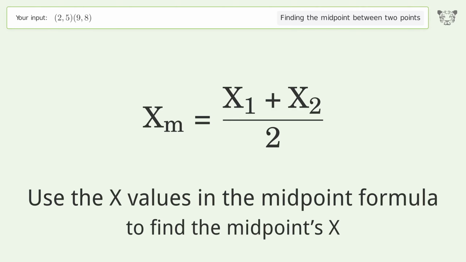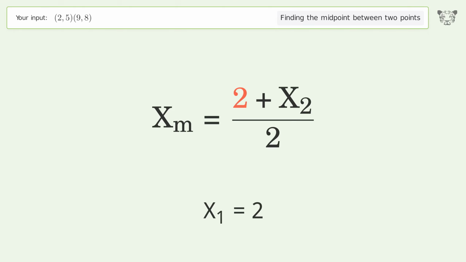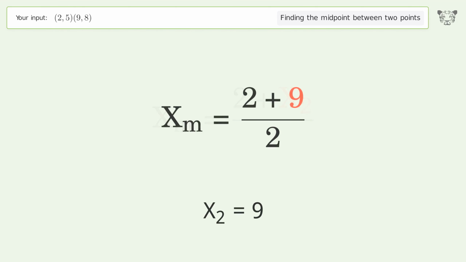Use the x values in the midpoint formula to find the midpoint's x. x1 equals 2. x2 equals 9. Simplify the arithmetic.